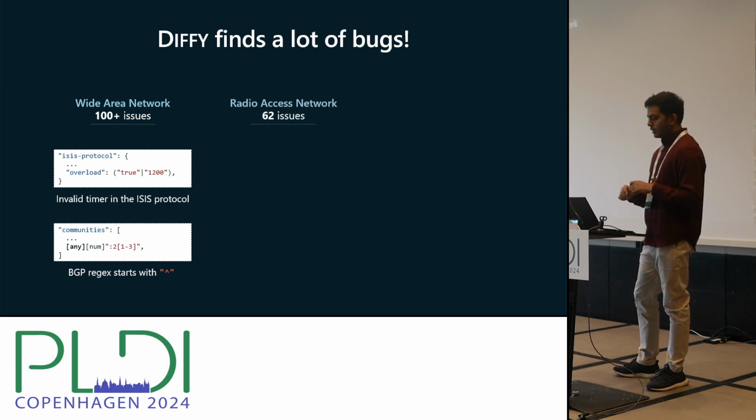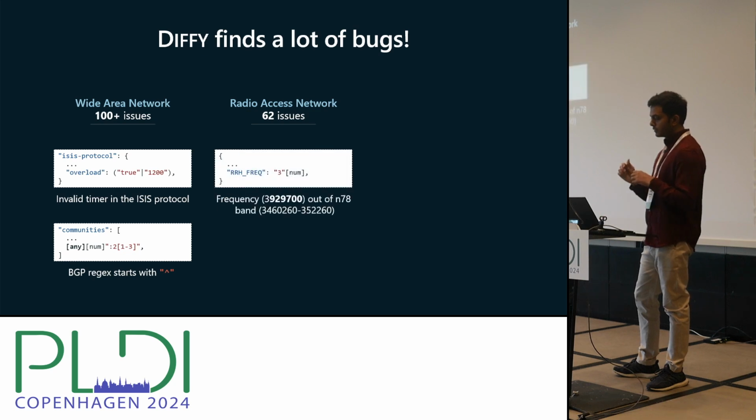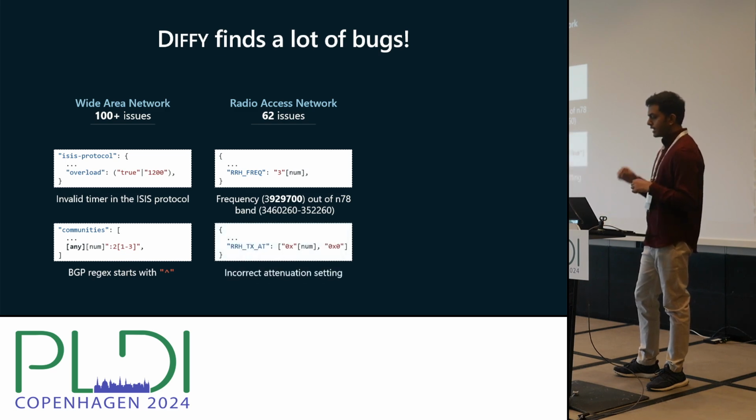For the RAN, Diffy found 62 true positives. An example bug in the RAN is the case where Diffy successfully identified the misconfigured frequency with a synthesized template, 3 followed by a number, and the value of the number being different and outside the range of typical values, which all fall into the N78 band. In another case, Diffy flagged an incorrect field for the attenuation, which controls the transmit power.